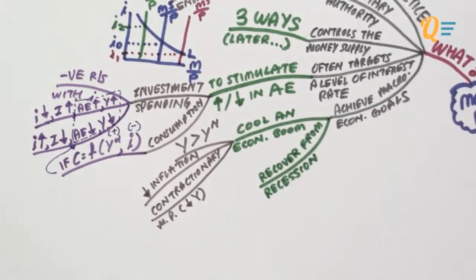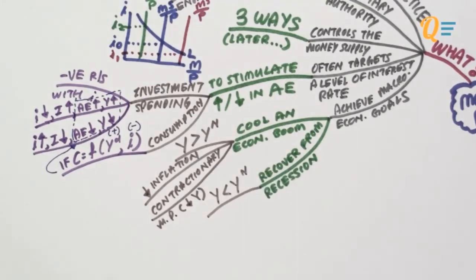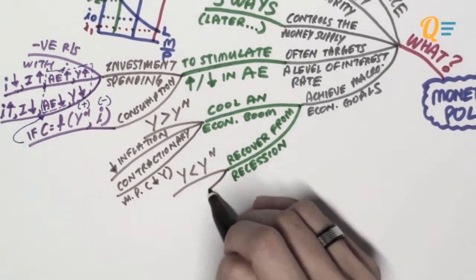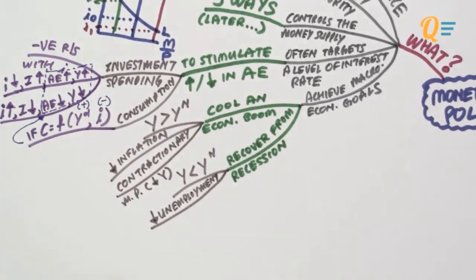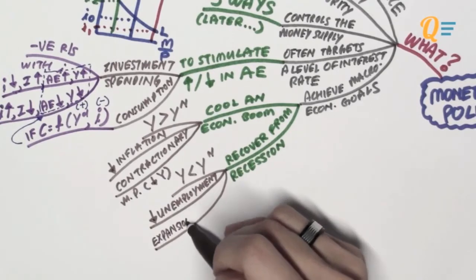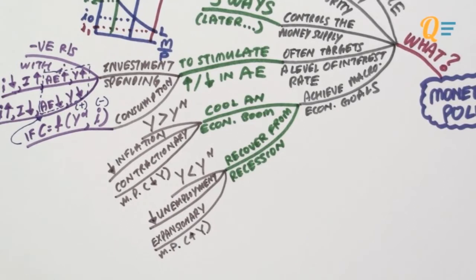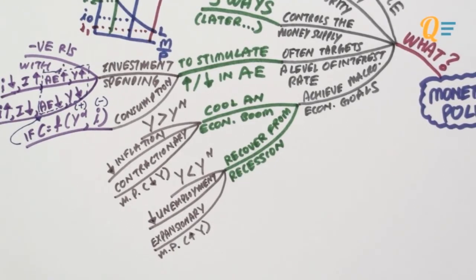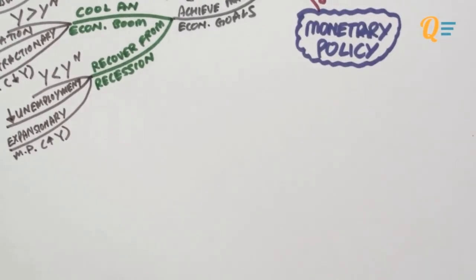So the second type of macroeconomic goal would be to recover from a recession, which occurs when the GDP is lesser than the natural level. Okay, the problem is that you're going to have a lot of unemployment, so you want to reduce the level of unemployment through an expansionary monetary policy. So basically you increase the GDP level so that there'll be more spending, more jobs will be going around. Okay, so that's a breakdown of what monetary policy is about.